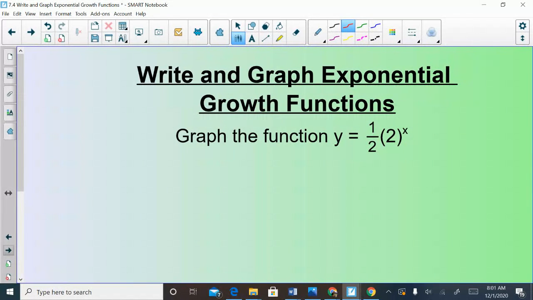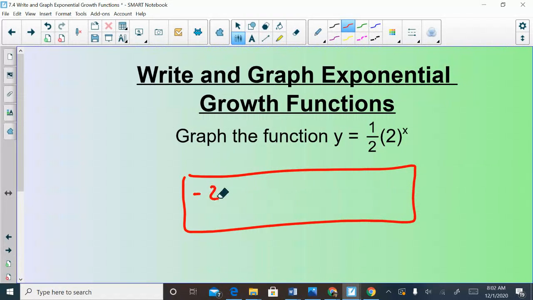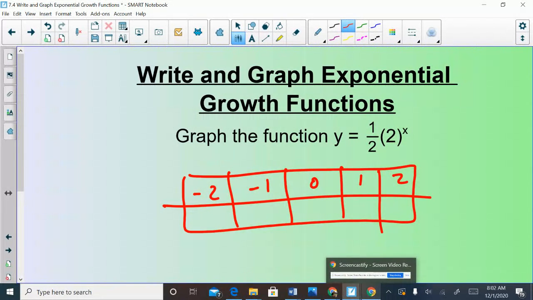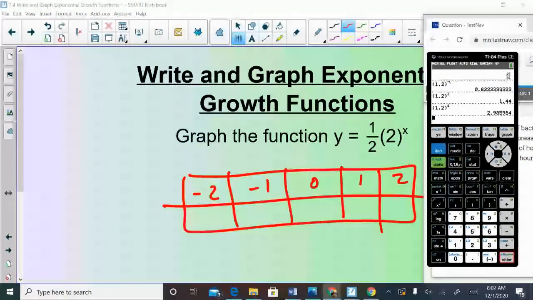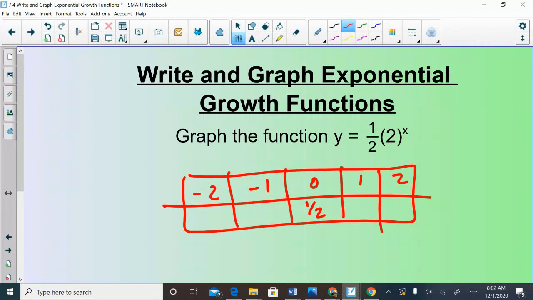Why don't you guys pause it here and try this one? Very similar. Make the t-table: -2, -1, 0, 1, 2. You're going to be using your calculators here, of course. 1 divided by 2, or you could type in 0.5 times 2 to the 0th power. We know that 2 to the 0th power is going to be 1, and 1 times a half is just a half. So I know this one already. It's going to be 1/2.